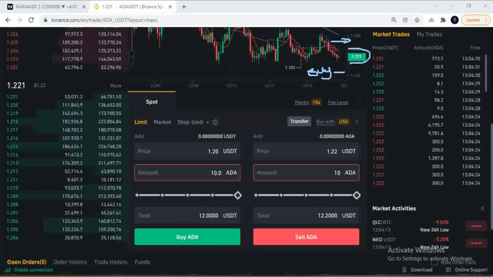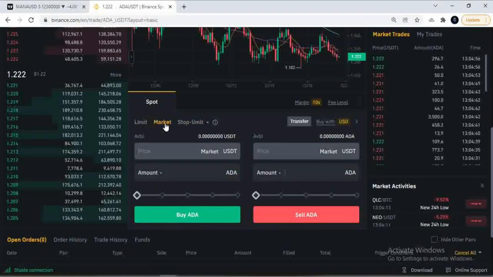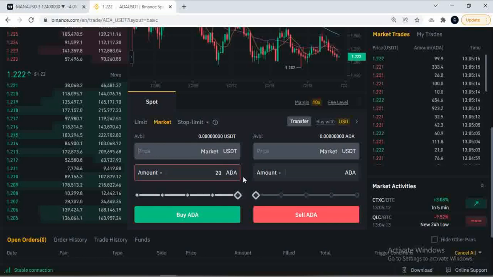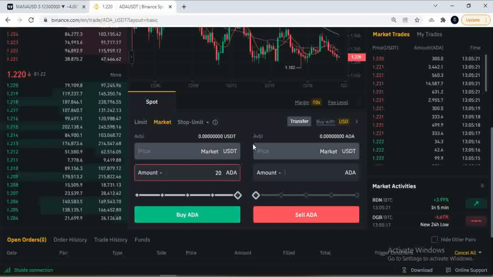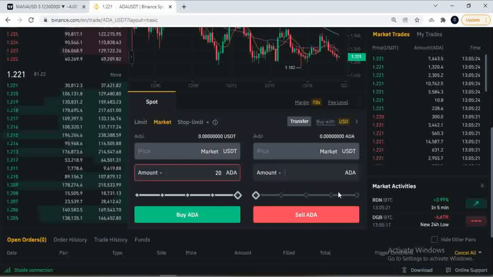Okay, you also have market execution. You can just go ahead and immediately put up an order, and it executes for you. You want to buy at the price it puts up for you, and you want to buy a certain quantity. Let's say I want to buy 20. Once you click buy, it's going to buy at market execution. Similar to this one, it's going to sell at market execution.